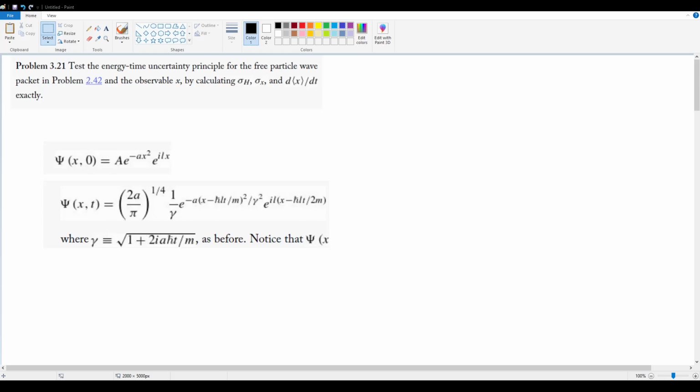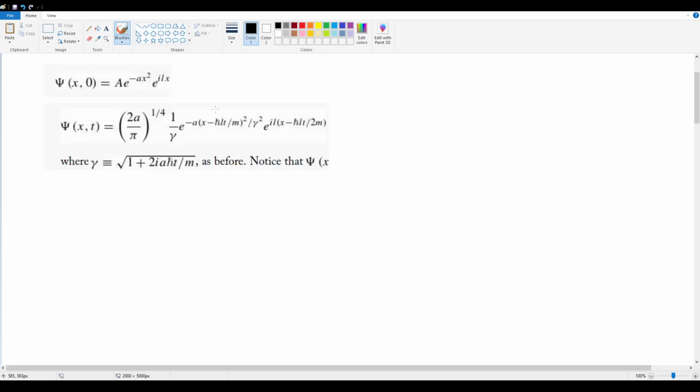Okay, 3.21 is pretty much the same thing as 3.20, just a harder, more painful version. So once again, I'm just going to set up the integrals and not actually go through with doing them because it's going to take me all day. We're going to do the same thing, test the energy-time uncertainty principle, but this time we're dealing with the traveling Gaussian wave packet from problem 2.42.